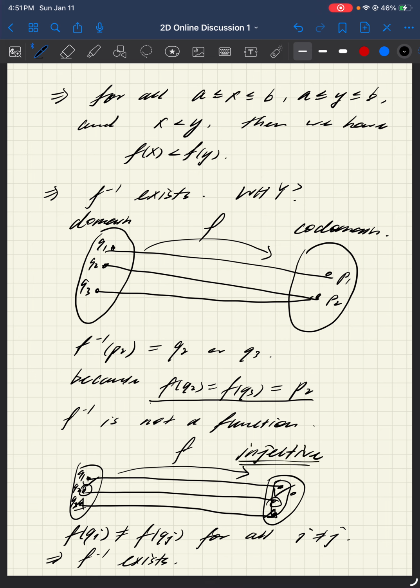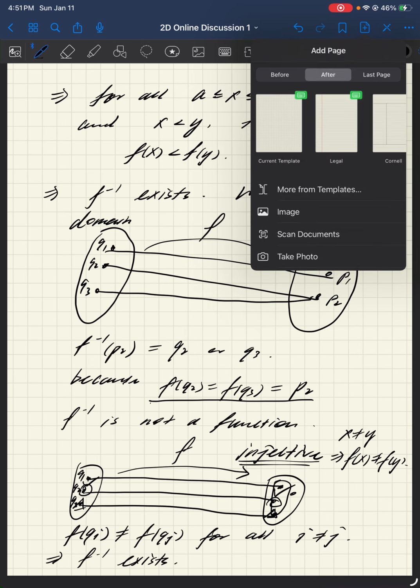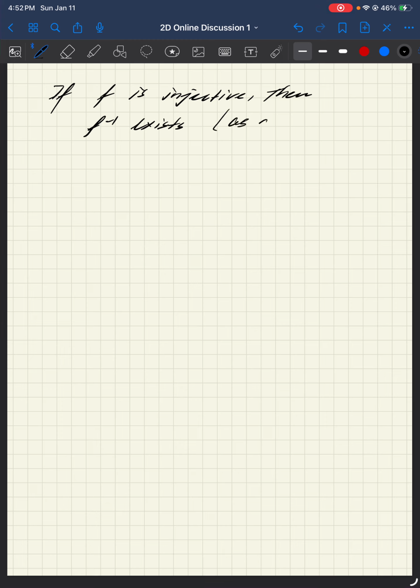So injective just literally means that x is not equal to y implies f(x) is not equal to f(y). So what we've observed here is that if f is injective, then f inverse exists as a function.